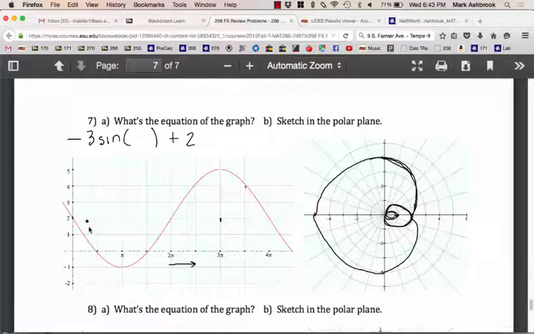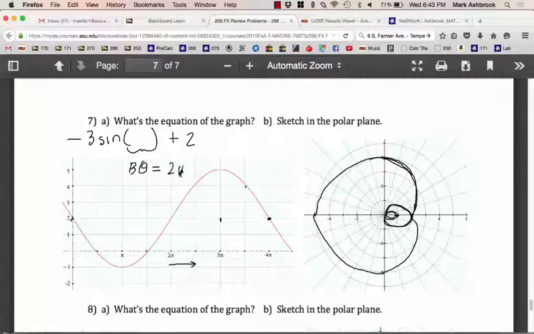And it doesn't repeat at 3 pi, it repeats at 4 pi. So we need this to be 2 pi when theta is 4 pi. So when our input reaches 4 pi, we need that whole expression to be 2 pi so we get one cycle. So B is going to be 1/2 theta.